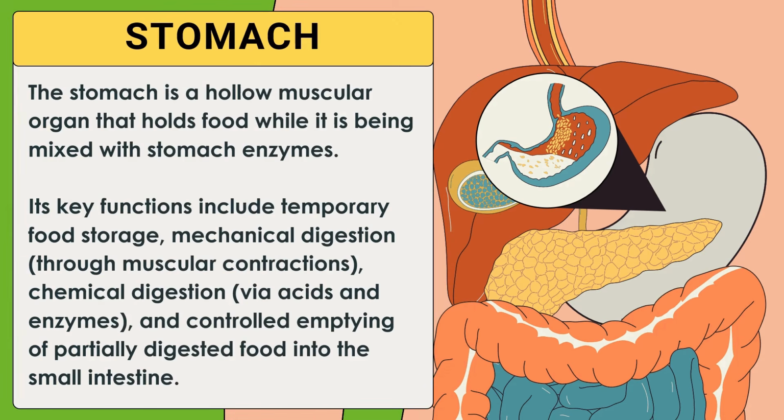Stomach. The stomach is a hollow muscular organ that holds food while it is being mixed with stomach enzymes. Its key functions include temporary food storage, mechanical digestion through muscular contractions, chemical digestion via acids and enzymes, and controlled emptying of partially digested food into the small intestine.